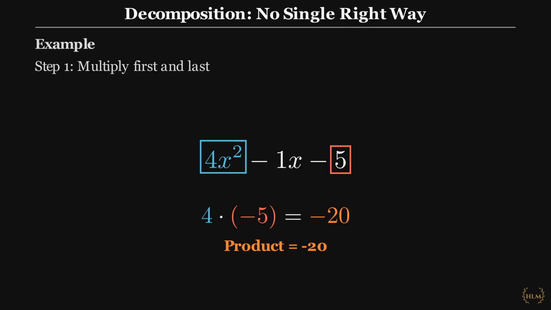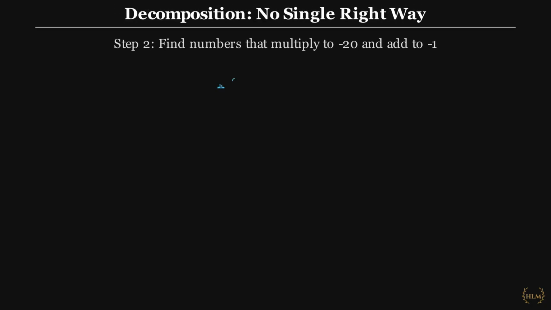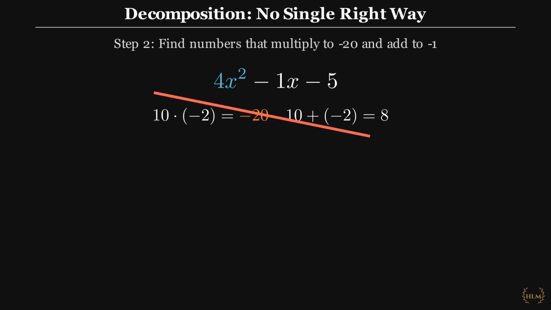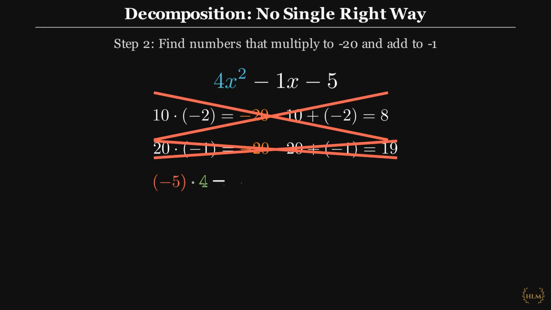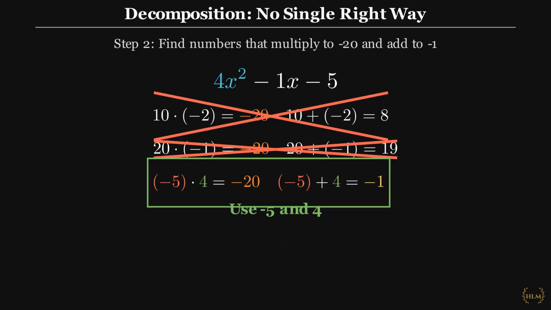And then the second step is to figure out what two numbers multiply to negative 20, the product that you just got, and add up to the middle coefficient, which is negative 1. The two numbers that multiply to negative 20 and add to negative 1 could be, let's try 10 and negative 2. But 10 and negative 2 do not add to negative 1. Let's try 20 and negative 1. 20 and negative 1 do not sum to negative 1.